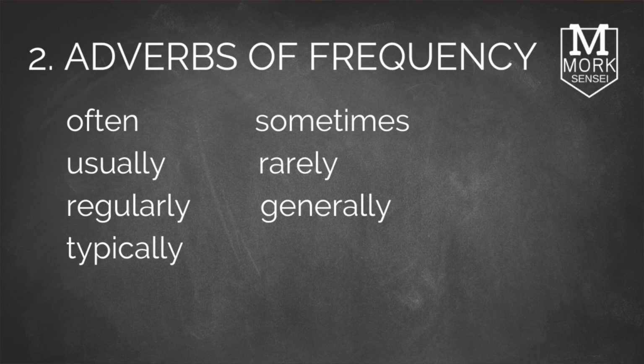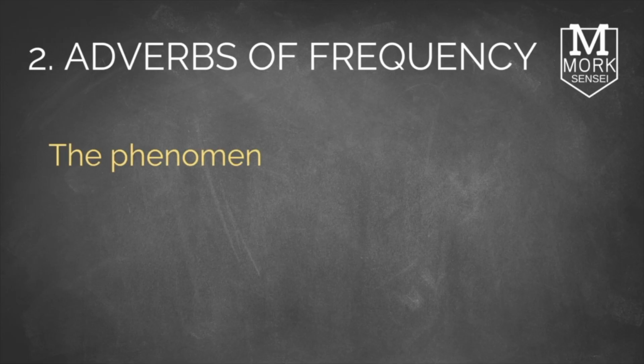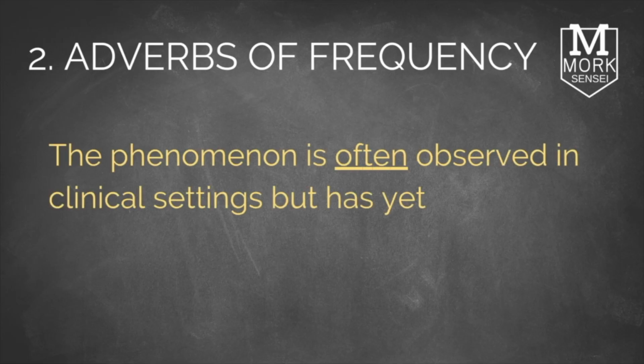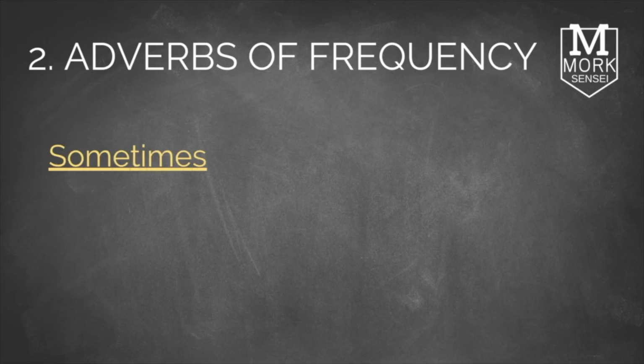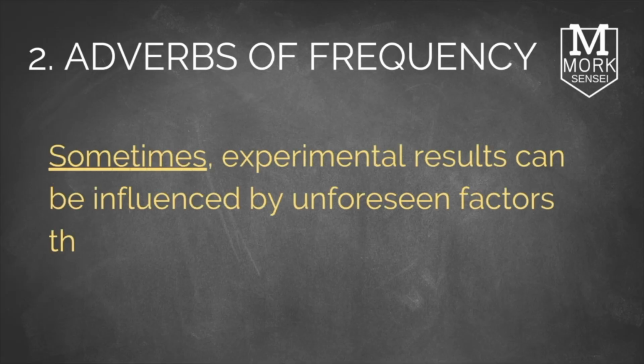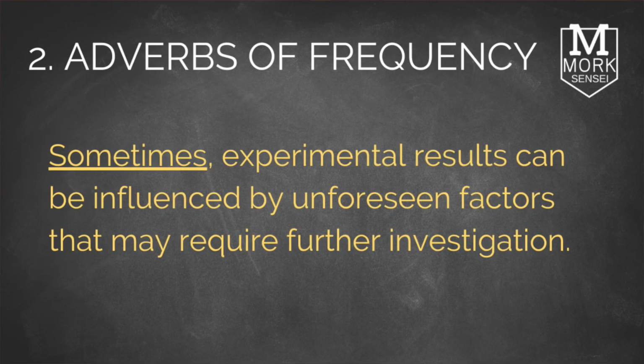The second grammar area we can see hedging language is with adverbs of frequency. These adverbs include often, sometimes, usually, rarely, regularly, generally, and typically. Some examples? The phenomenon is often observed in clinical settings but has yet to be fully understood, rather than simply it is observed. Sometimes experimental results can be influenced by unforeseen factors that may require further investigation.